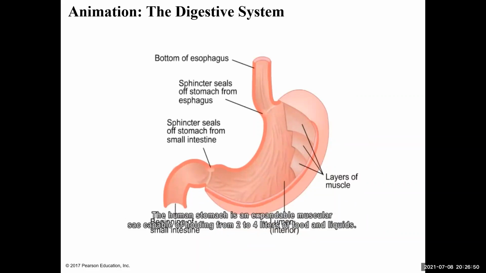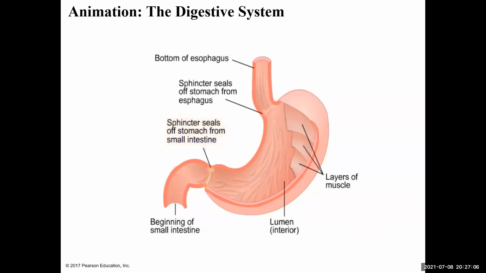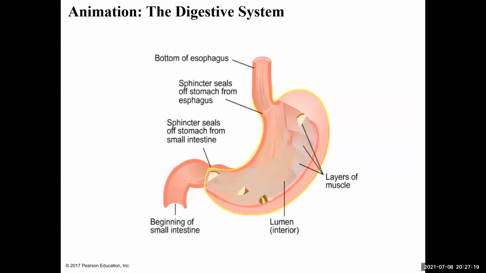passage. The human stomach is an expandable muscular sac capable of holding from 2 to 4 liters of food and liquids. Food is retained in the stomach by a ring of circular muscle, the pyloric sphincter, that separates the lower portion of the stomach from the small intestine. When food enters the stomach, muscular contractions churn it, mixing the stomach contents and reducing them to a soupy mixture of food and digestive enzymes called chyme.